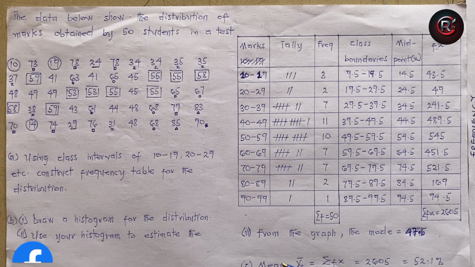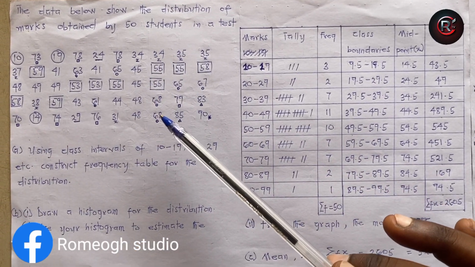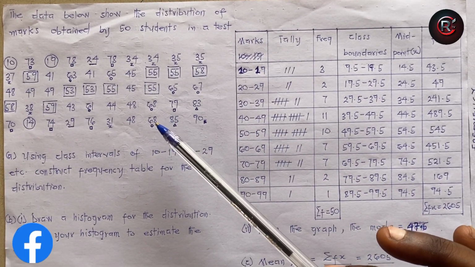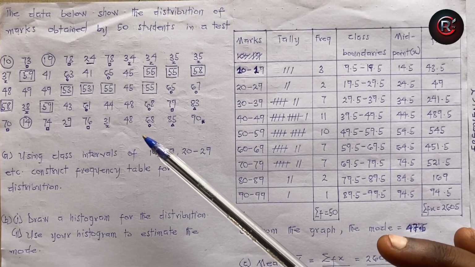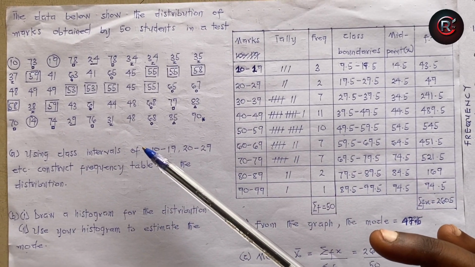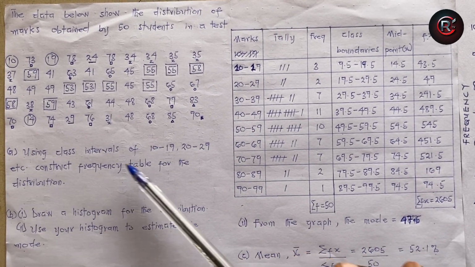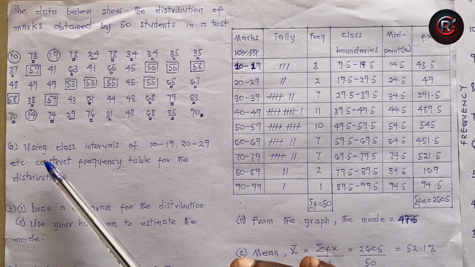All right, today we want to look at how we can use this information here to draw a histogram and also use our histogram to estimate the modal mark, and also how we can use the same information to calculate our mean mark.